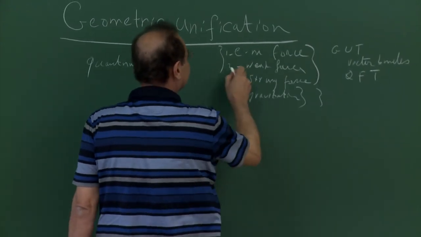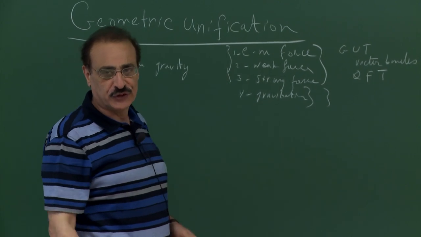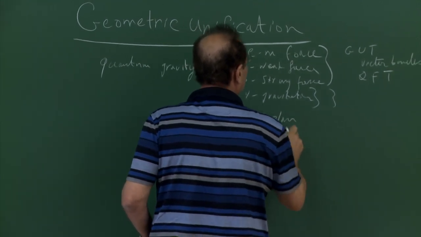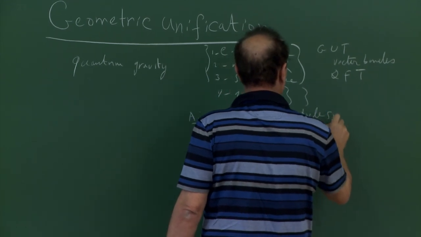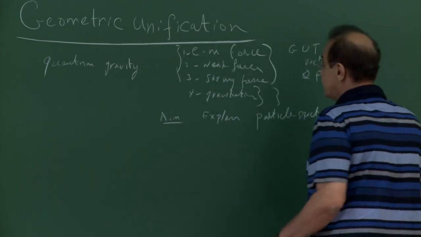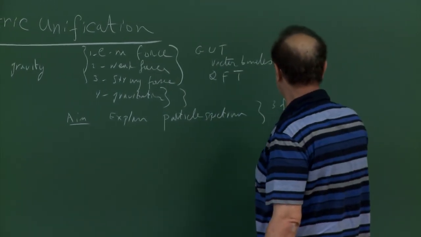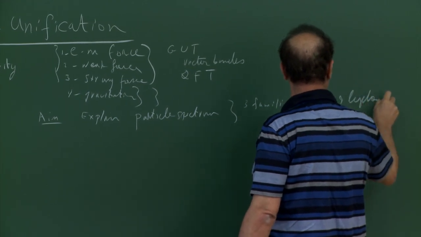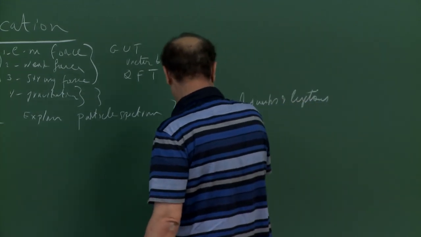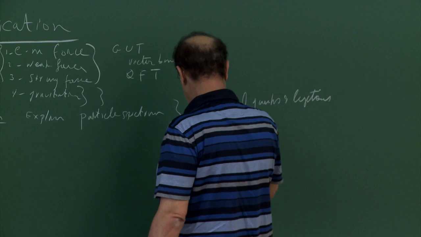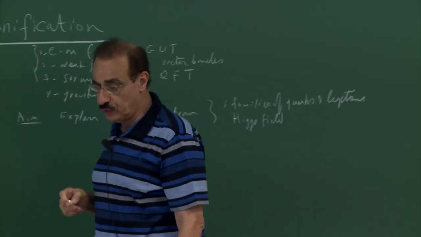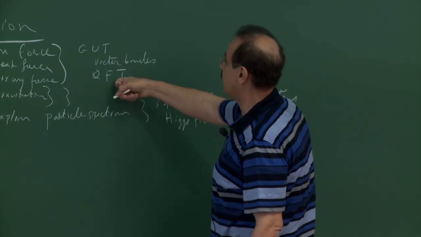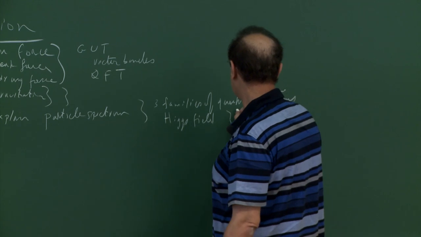Now, of course, I always say forces. The other aim is to explain the particle spectrum, so it's not only the Higgs. The particle spectrum that we know now has three families of quarks and leptons. In addition, we have the Higgs field, which is responsible for giving all the fermions and the bosons their mass. In this respect, there is even no geometry here, because for the others you can at least say vector bundles, but here they are simply a doublet of scalar fields. H is a doublet.